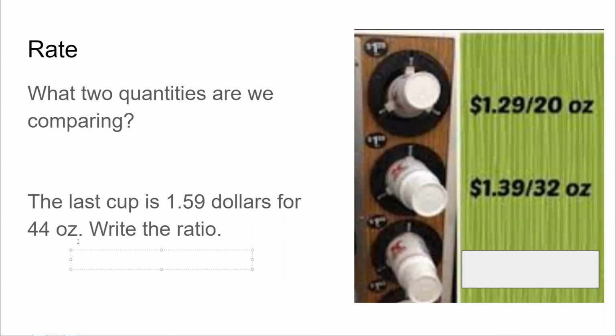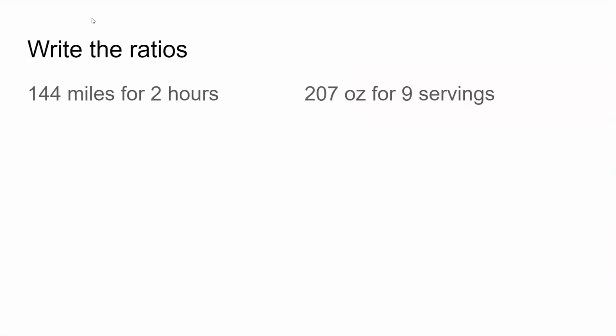Hopefully you got that it should be a dollar sign, 1.59 over 44 ounces. That's what you should have written because that looks like what they have written over here. Now I want you to go ahead and write the ratios of these two things. Make sure that you simplify if you can. So pause the video and try those out.